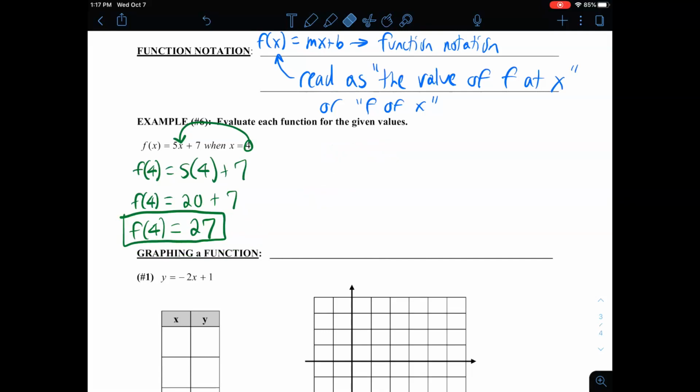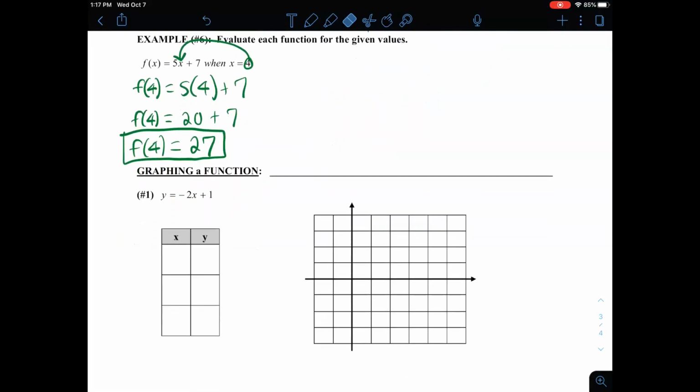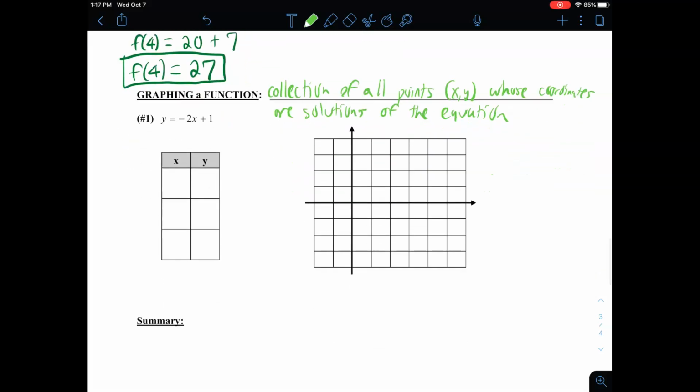All right, cool. All right, so graphing a function. Graphing a function, a graph is a collection of all points x, y whose coordinates are solutions of the equation. Okay? Collection of all points x, y whose coordinates are solutions of the equation, basically.